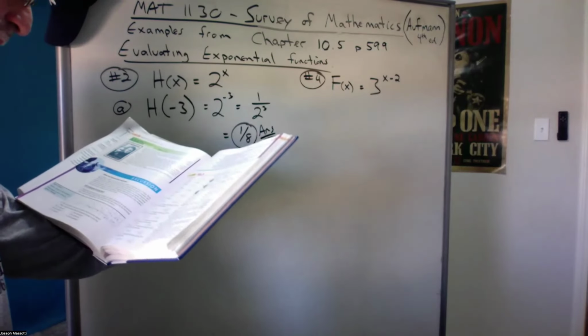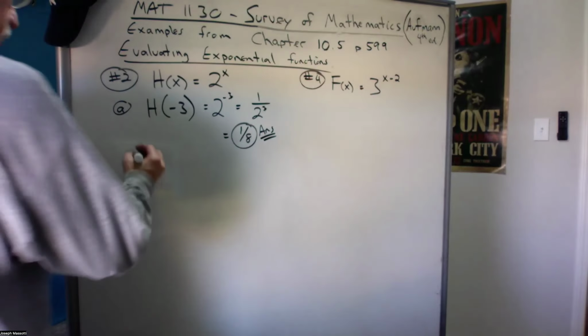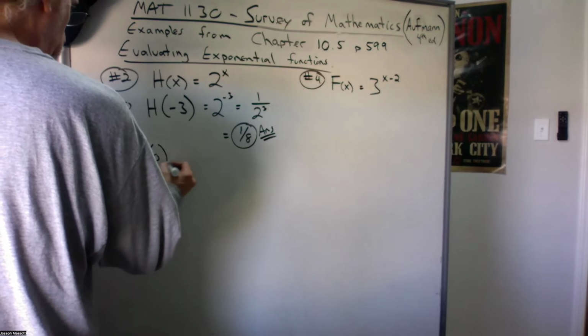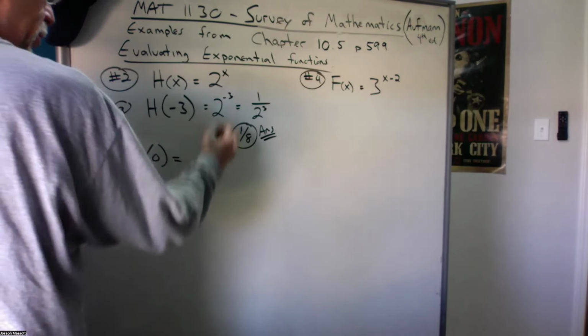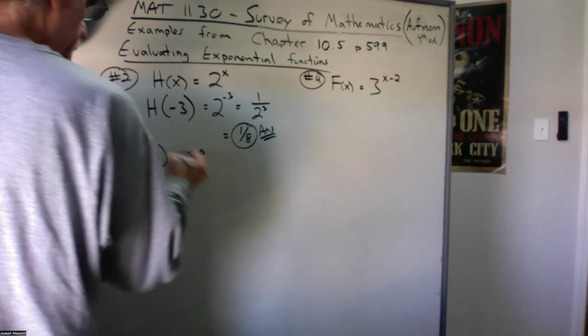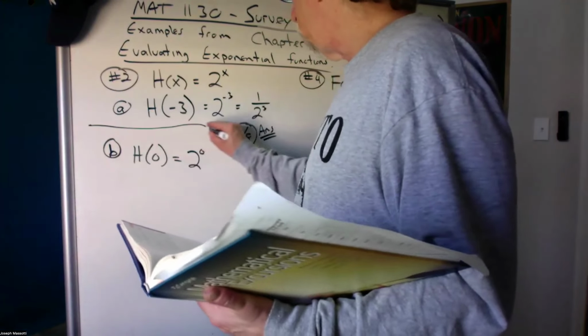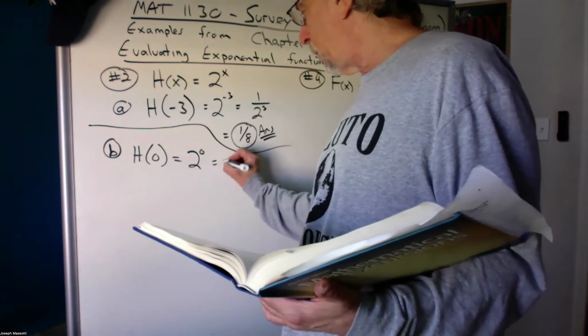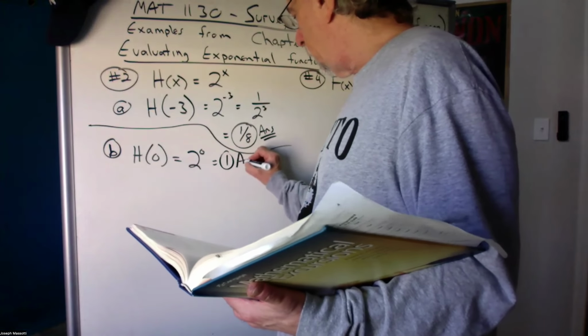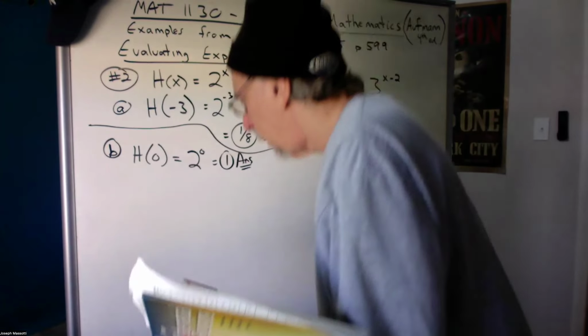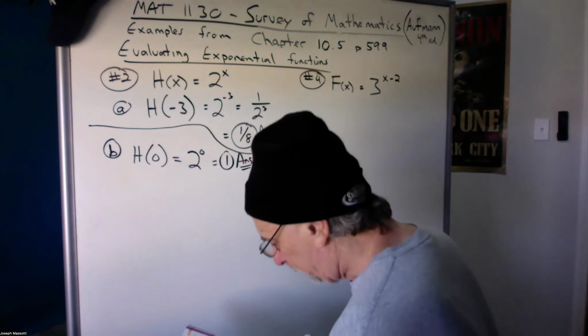All right, and we're also asked to evaluate this for a value of 0. H of 0, and we're just putting 0 in for x. And we remember that anything raised to an exponent of 0 is 1. So our answer here is 1. Anything raised to a 0 exponent is the number 1.